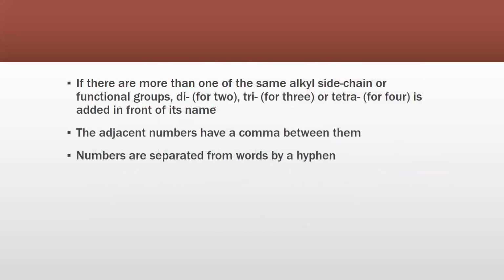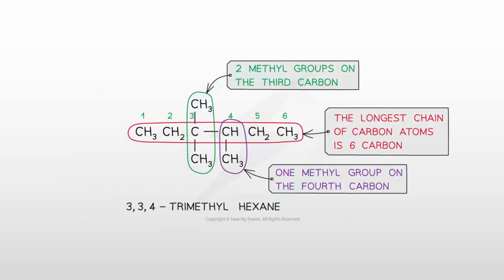If there are more than one of the same alkyl chains, then we use di for 2, tri for 3, and tetra for 4. For example, look at this. What's the name of the main chain? Six, hexane. How many methyl groups are there in total? Two, three, trimethyl. And on which carbons are they present? Number four and three. ठीक है. How many are there on number 3? Two. So 3, 3, 4-trimethyl hexane.